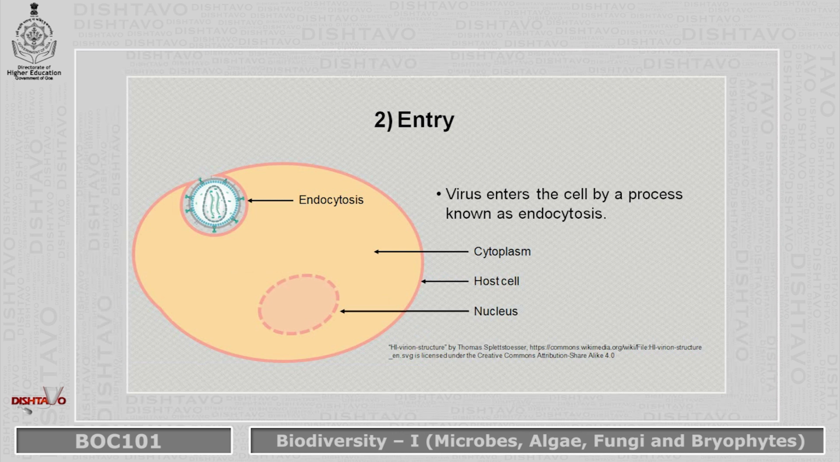Then, after attachment, the second step is entry. The virus enters the cell through a process called endocytosis. Endocytosis is a process in which the cell membrane of the host cell engulfs the whole virus inside the cell. This is the virus which is engulfed inside the cell through the process of endocytosis. This is the nucleus of the host cell.